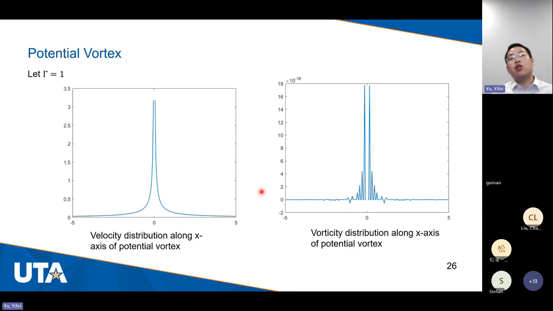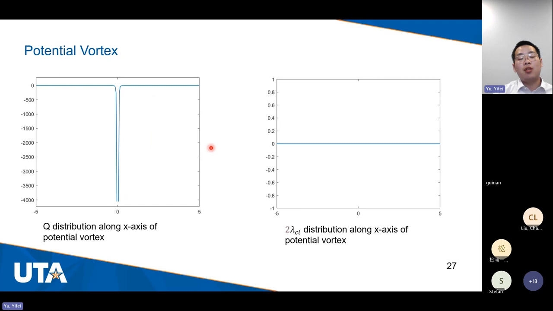Okay, then we look at the comparison results. We first compare the potential vortex. I set gamma to 1, and this figure shows the velocity distribution along the x-axis. And this figure is the vorticity distribution along the x-axis. I would like to mention that this is 10 to the negative 16, so it can be considered as zero. And it should be zero because the potential vortex, people call it irrotational vortex. So being zero is reasonable.